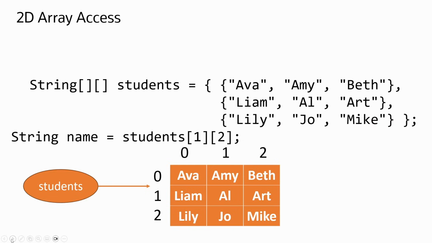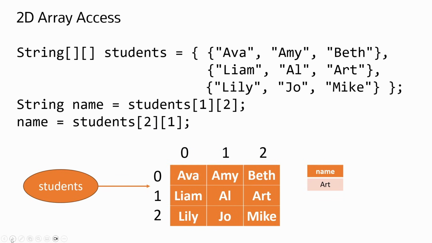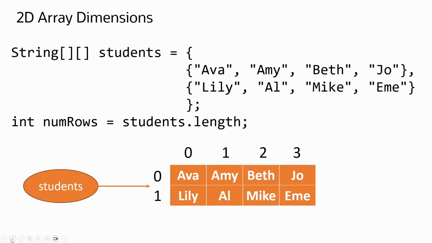If we try to access the values, String name = students[1][2], we're going to get the value of Art being assigned to name because Art is at row 1 and column 2. If we say name is equal to students[2][1], that is row 2, column 1, and we get the value Joe.